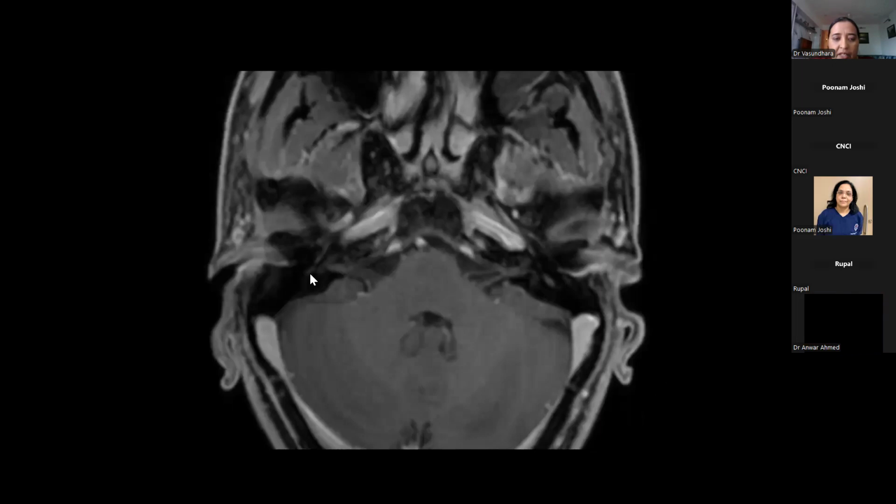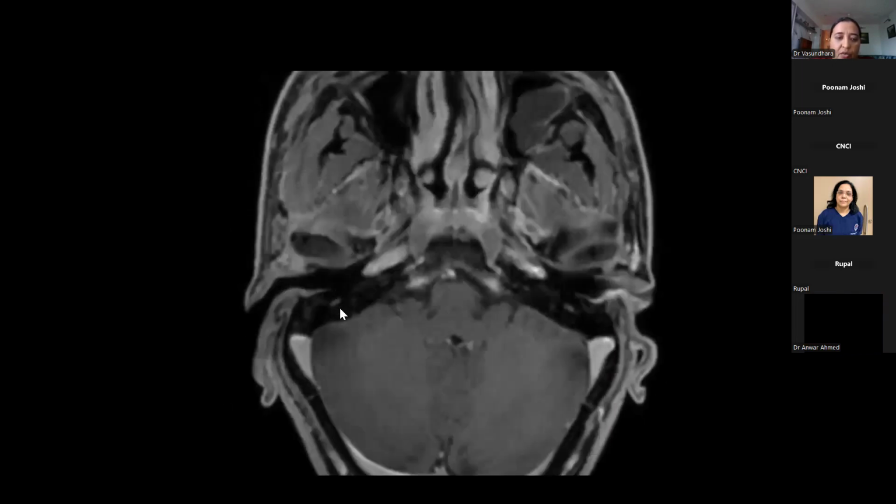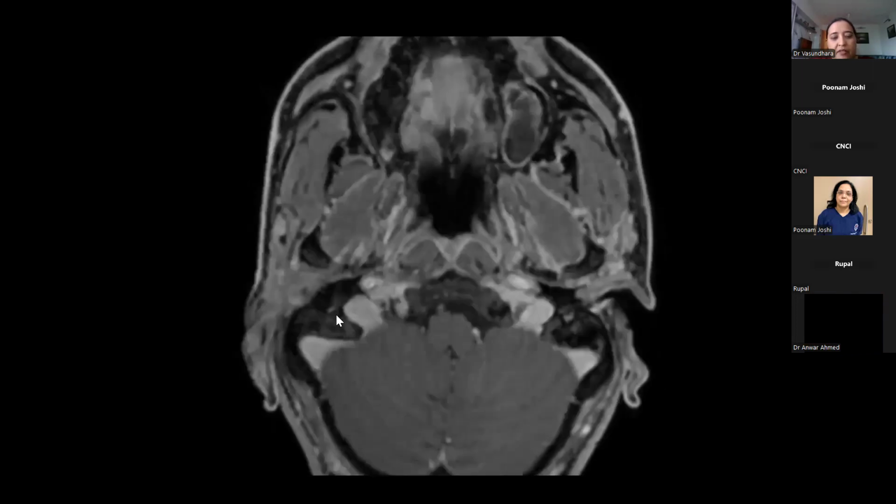You will get your tympanic in all patients. Come down, it will be seen like a dot. As you go down, you will see that nerve till the stylomastoid foramen. Okay.